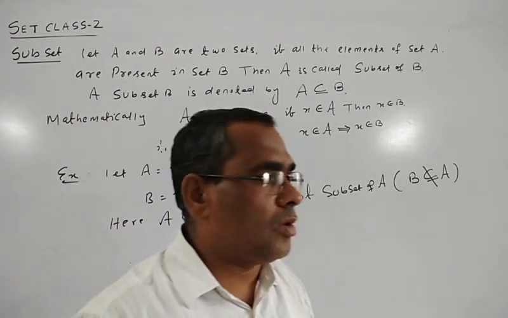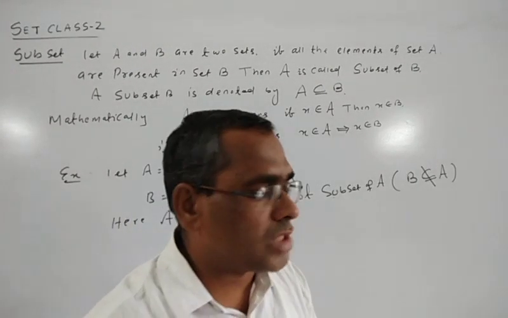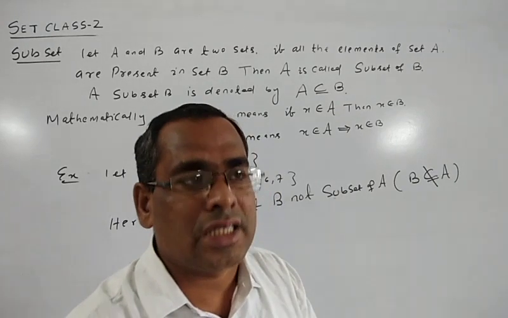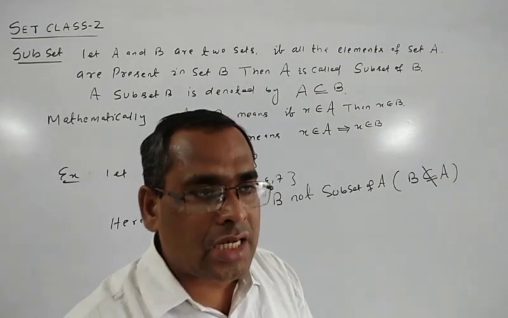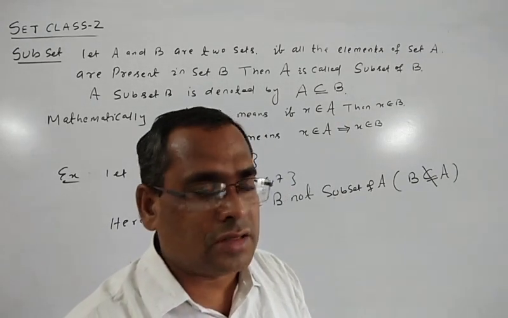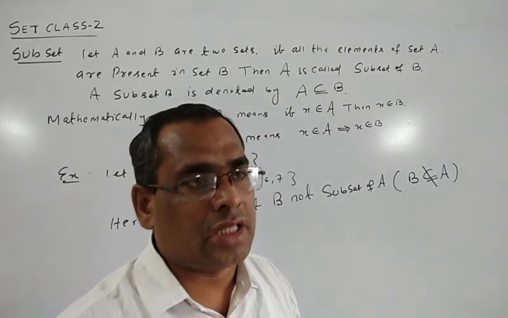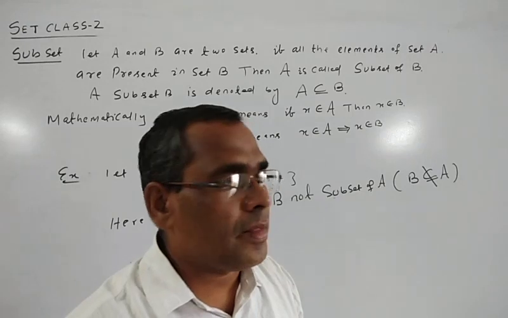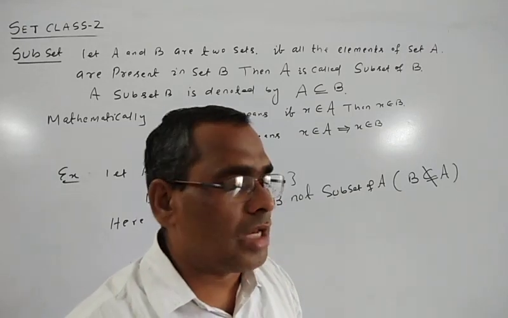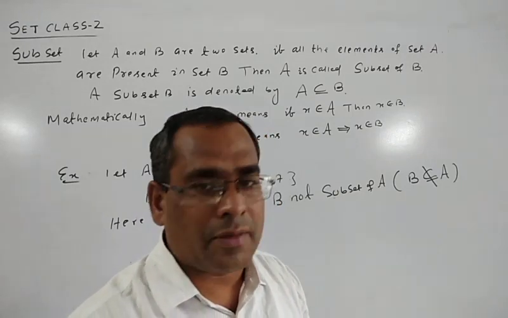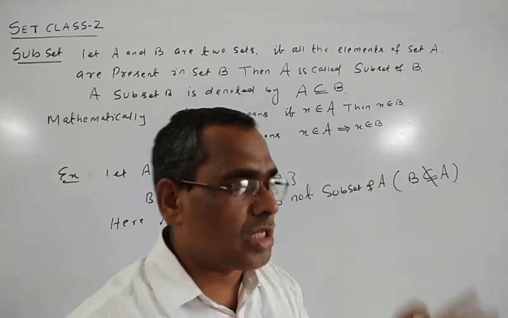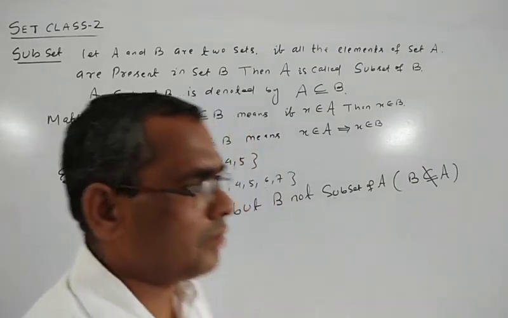For example, let A equal the set of students of class 11th, and B equal the set of x such that x is a student in that school. So clearly all the students of 11th class are present in that school. So clearly A is a subset of B. Okay, good.